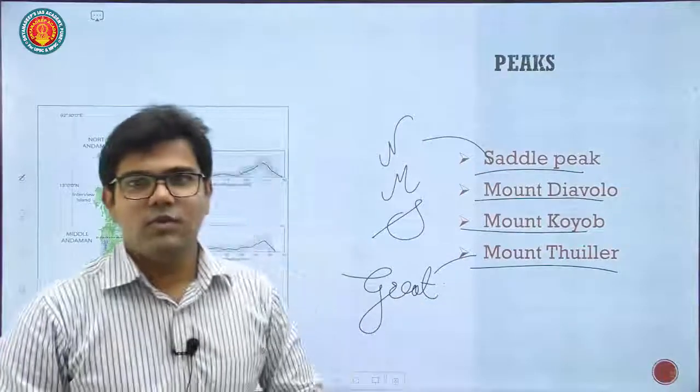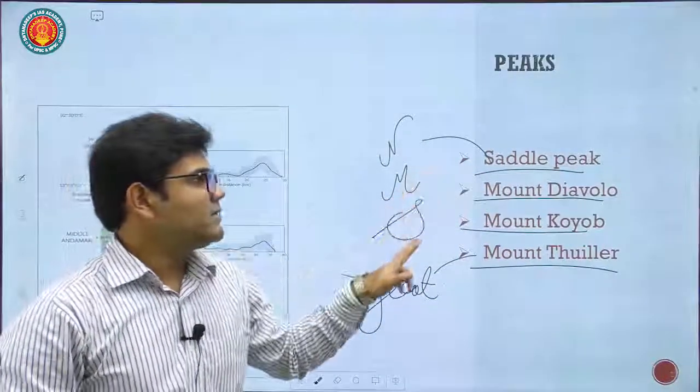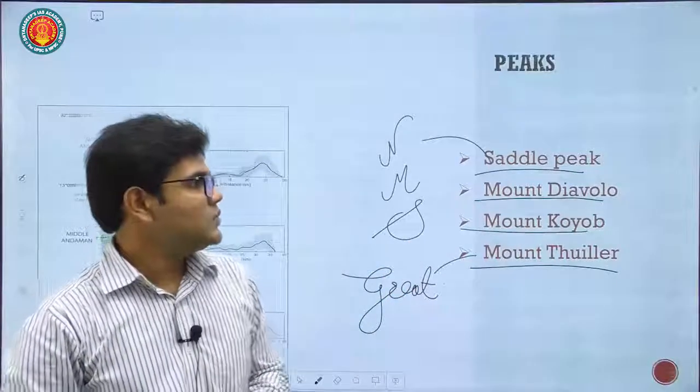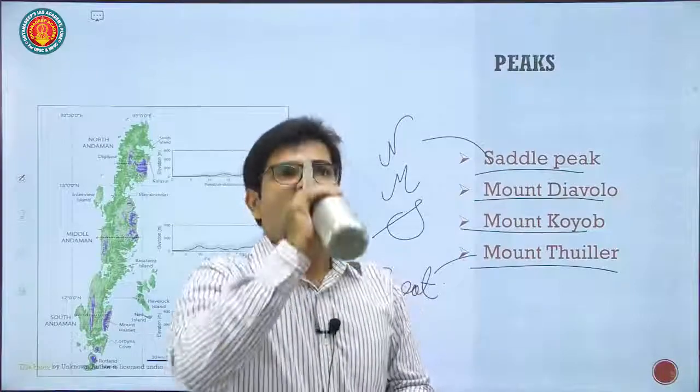They can ask you from the match the pair. They will give you Saddle Peak, Middle Andaman. Likewise they can ask you, or they can ask you to arrange the following in the north to south direction.